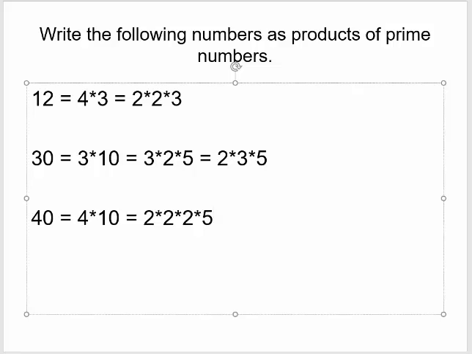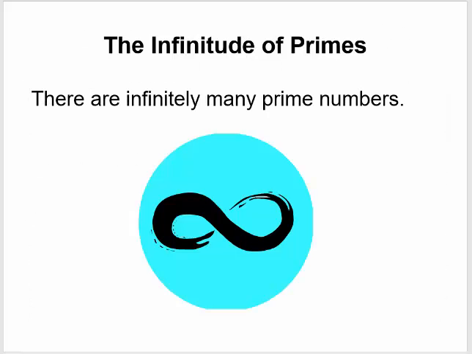What's great about prime numbers is that there are actually infinitely many of them. Prime numbers are still being discovered in today's world. We haven't discovered all of them. Obviously, we can't, because there's an infinite number of them. They go on forever and ever, and they keep getting larger and larger.